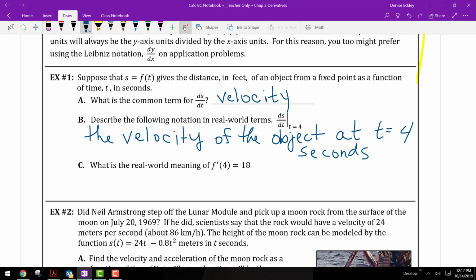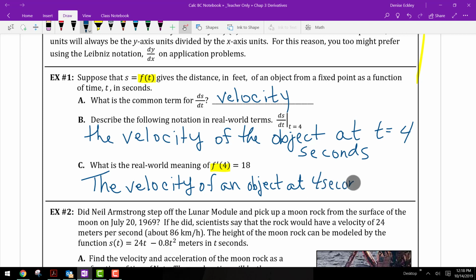And part C says, what is the real meaning of f prime of 4 equals 18? And so what we're saying is, since the position function is f, the derivative is going to be the velocity. So it's just a different way to write ds dt. So this is the velocity giving us a specific value. The velocity of an object at 4 seconds is 18 feet per second.